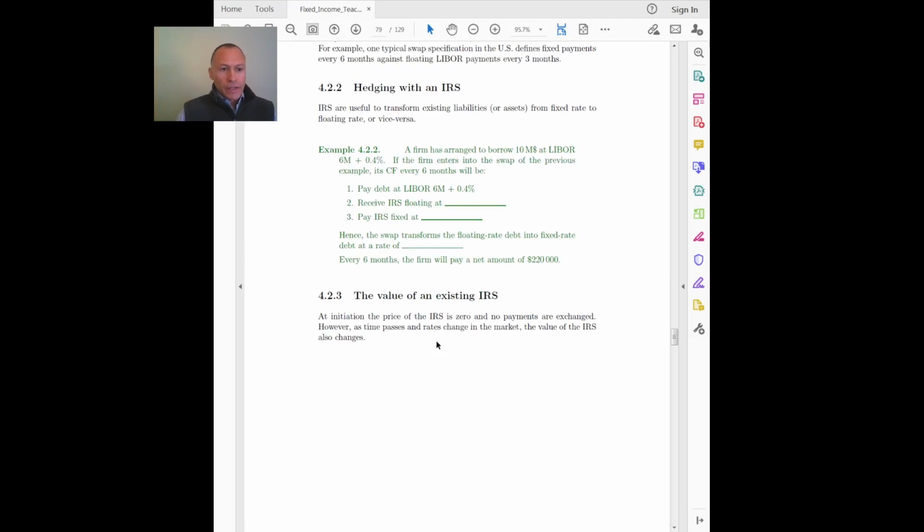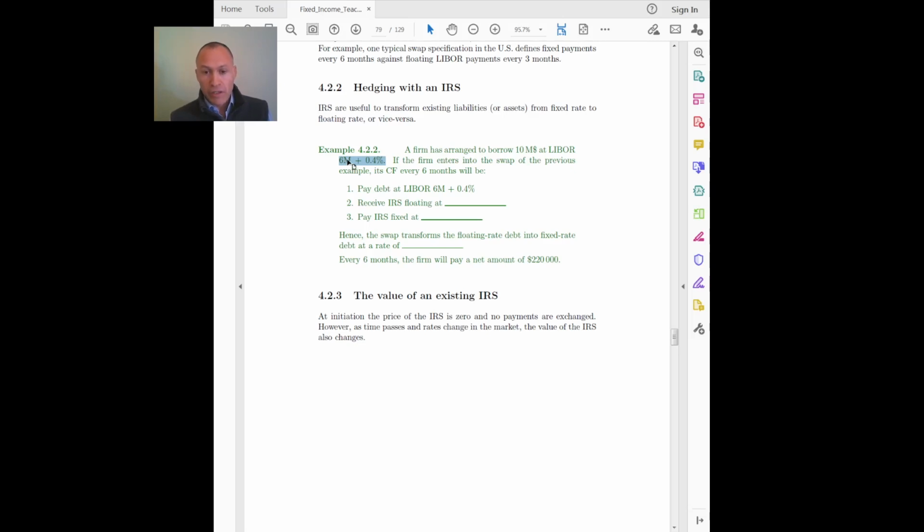All right. What's the application of an interest rate swap? These derivatives are very useful to transform assets or liabilities from fixed rate to floating rate or vice versa. Okay, so for example, suppose that a firm has arranged to borrow a given amount of money, 10 million, at the floating rate of LIBOR plus some spread of 0.4%. So this is like a floating rate bond, right? For some reason, the firm no longer wants to be exposed to the risk of this floating rate and wants to have a known fixed rate.